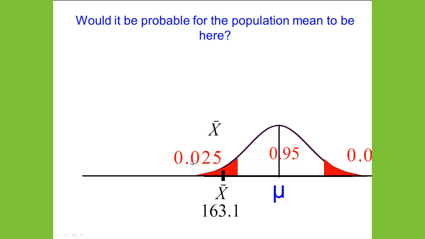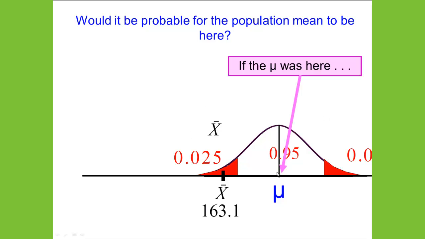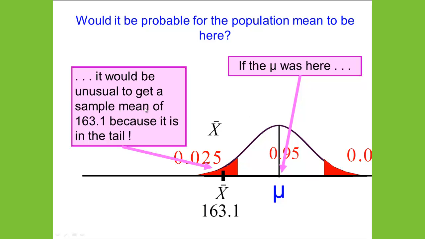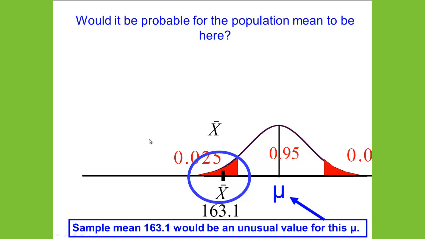So the sample mean is in the red zone, or the shaded region, or the dark side, or anything that your teacher may call it. Those are not mathematical terms, but they're descriptive nonetheless. Values in the tails are unusual. If the mean was here, it would be unusual to get a sample mean of 163.1 because it's in the tail. A sample mean of 163.1 would be unusual if the value of mu was as high as it is here.